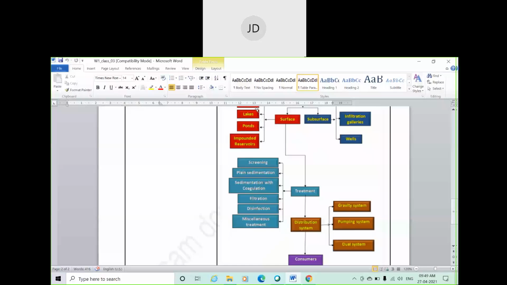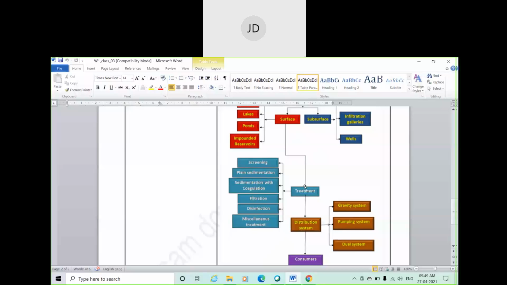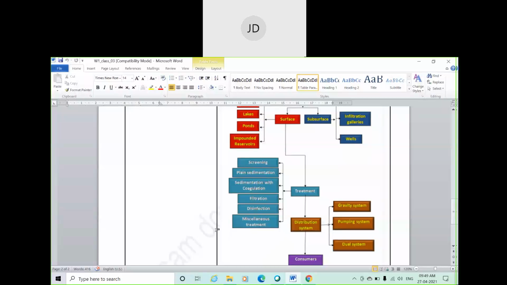Under screen also we can divide it under two heads. One is your bar screen or fine screen. And all the screens are provided at an inclined position, not directly vertically across the river. Inclined means at an angle like 30 to 60 degrees along the water flow. When you are transporting water from source to the treatment plant, along that path you have to provide a screen, and you have to place the screen inclined to the horizontal.